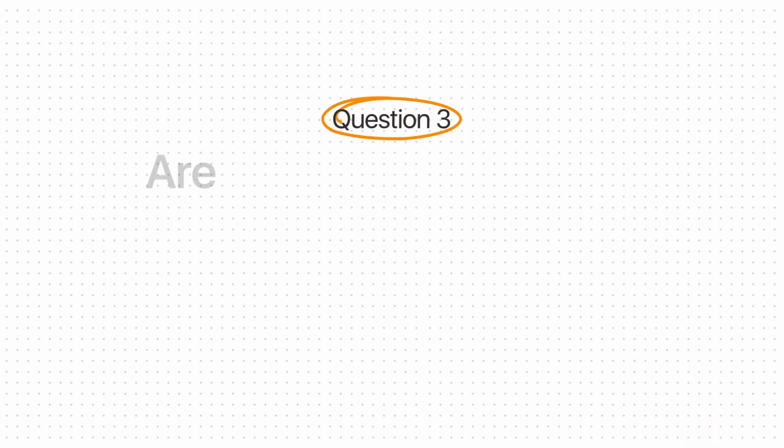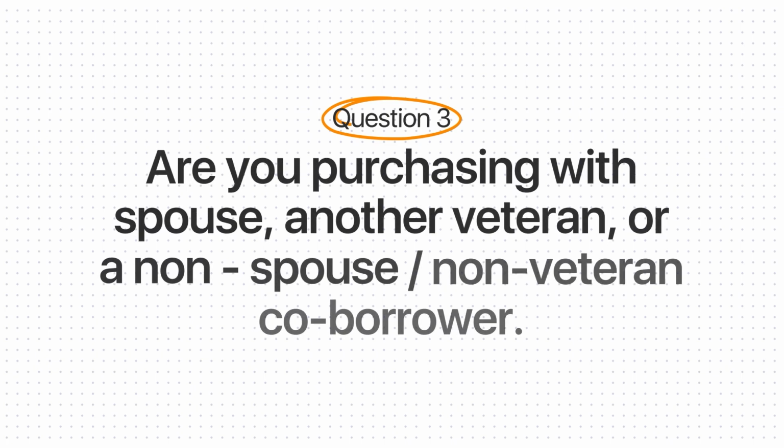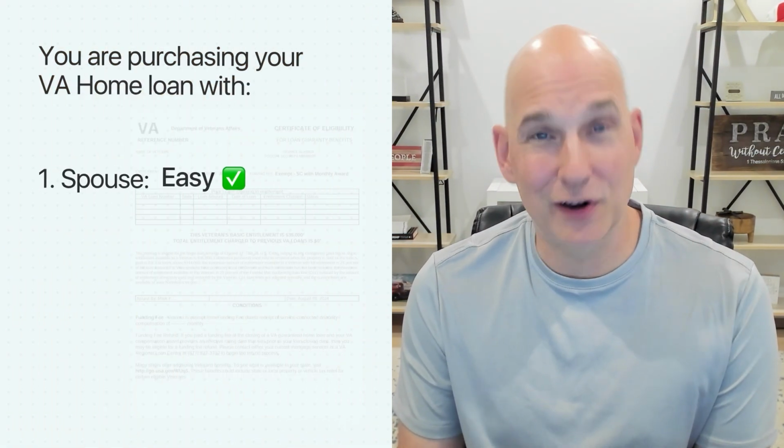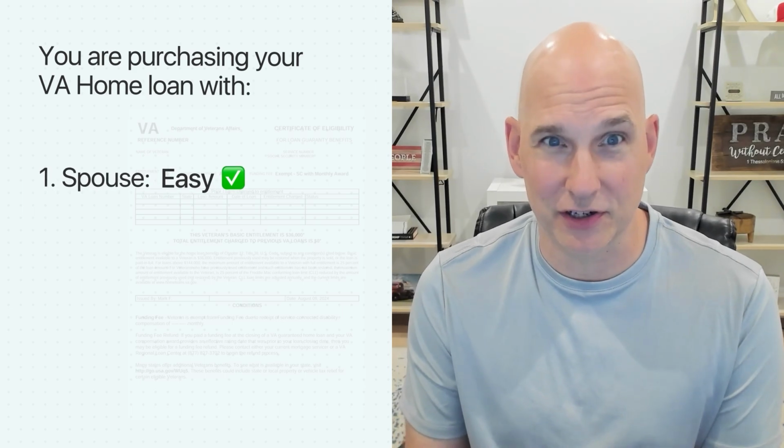The last question is, are you purchasing with a spouse, another veteran, or a non-spouse, non-veteran co-borrower? All right, let's look at these 3. With a spouse, that's easy. There's really nothing to talk about here. You can buy a home. There's no other calculation necessary.